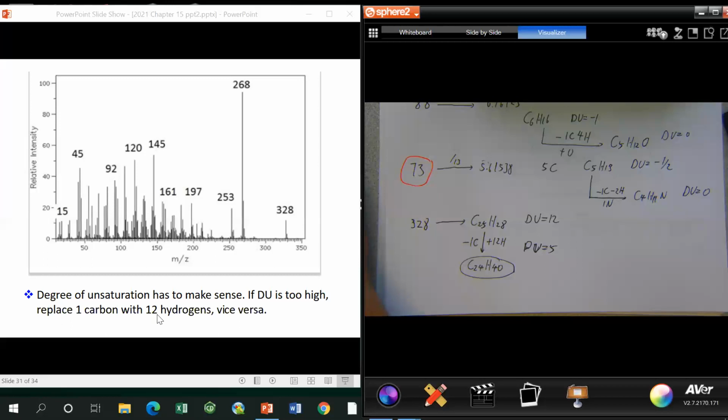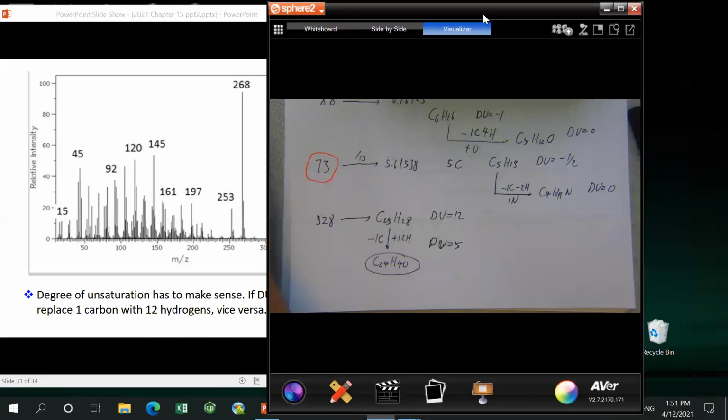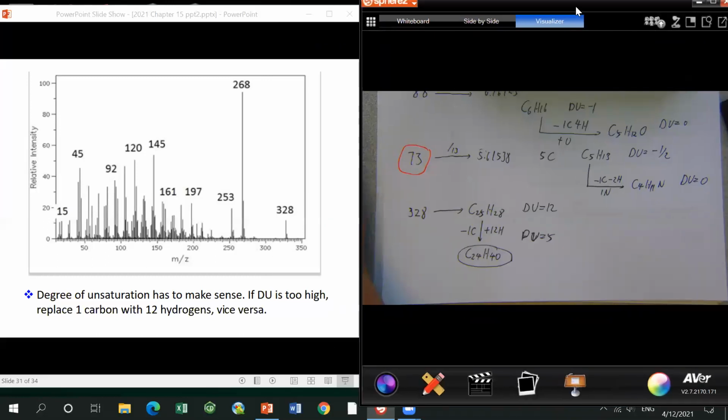Vice versa, if you come up with a DU number that is too low, for example -4 or -5, something like this, then you can replace 12 hydrogen with one carbon. So just minus 12 hydrogen and add one carbon in the formula. Then that should greatly raise the DU number. So that's an important technique we have to learn here. Right, so that's it for today. We'll continue.